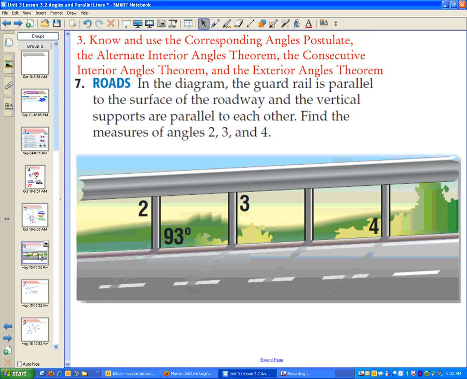All right, number 7. In the diagram, the guardrail is parallel to the surface of the roadway, and the vertical supports are parallel to each other. Find the measures of angles 2, 3, and 4. All right, so let's see here.